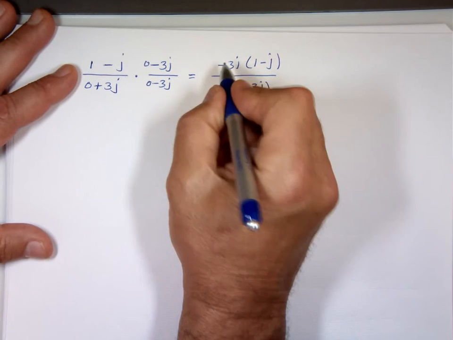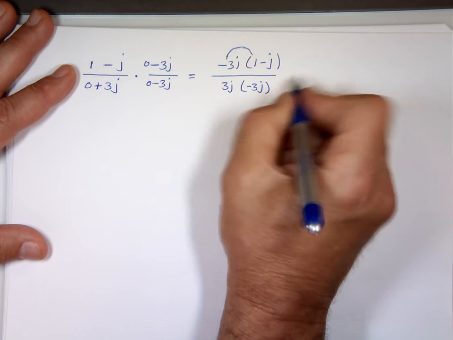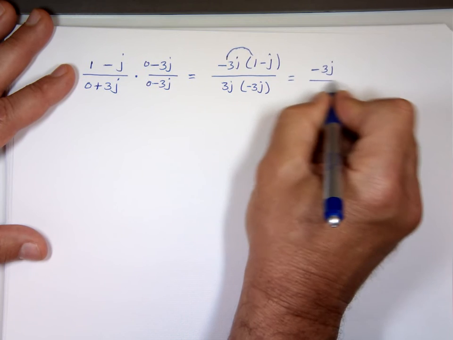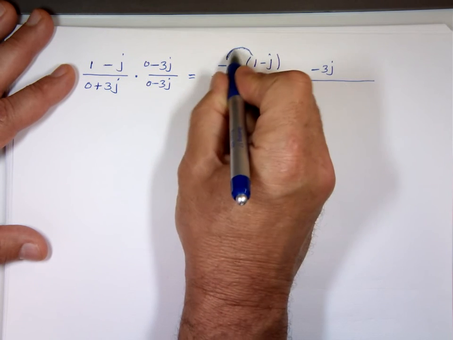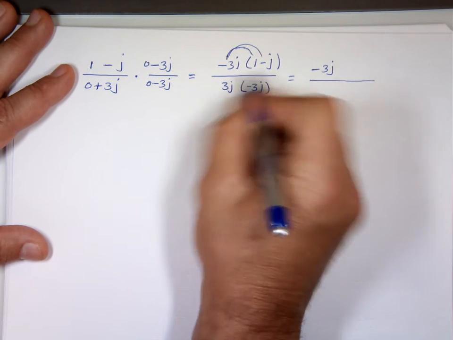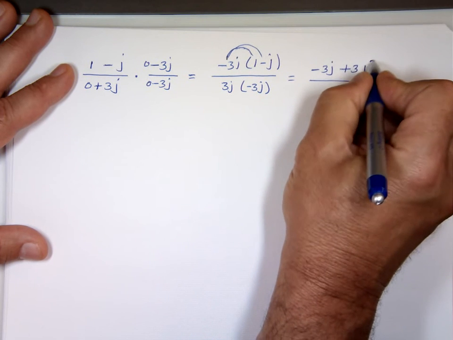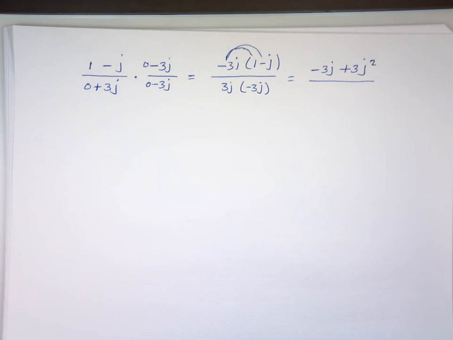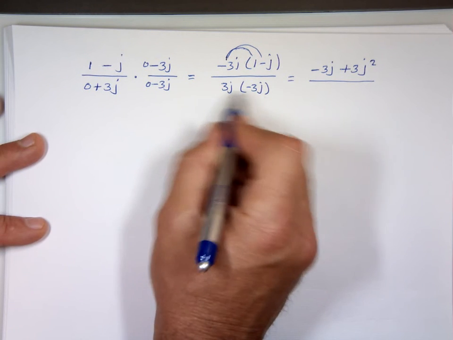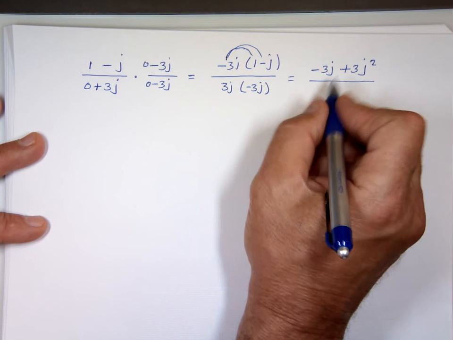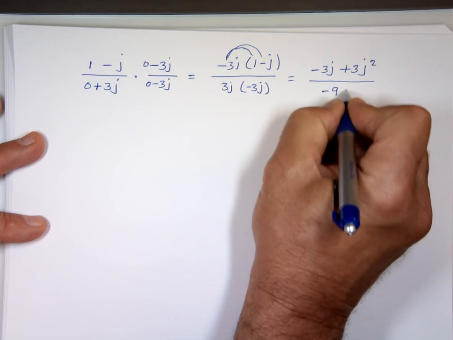What's negative 3j times 1? Negative 3j. What's negative 3j times a minus j? Negative times a negative is positive, 3j squared. We'll come back and fix it. The bottom is what? Negative 9j squared.